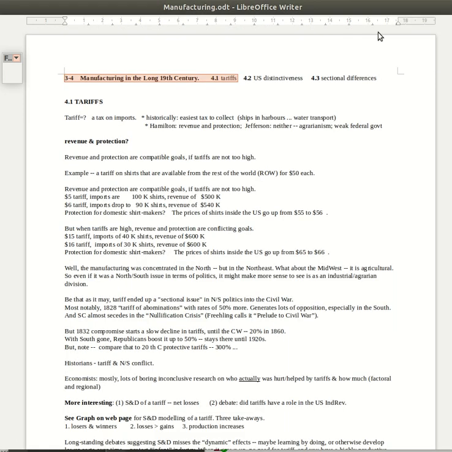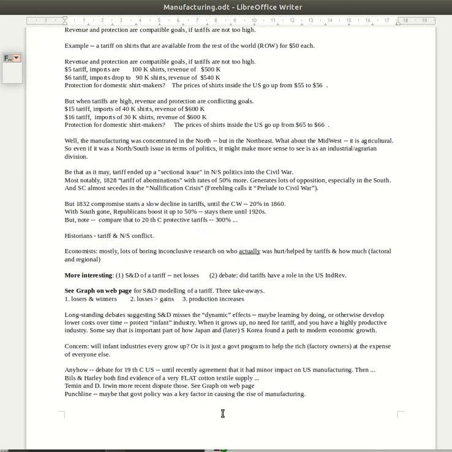Okay, let's finish up with the simple main points of tariffs for topic 4, manufacturing in the long 19th century. Leave it to you to decide whether you want to work through the two different sets of graphs on the supply and demand modeling of a tariff and the debate over the effective tariffs and their potential role in the U.S. Industrial Revolution.